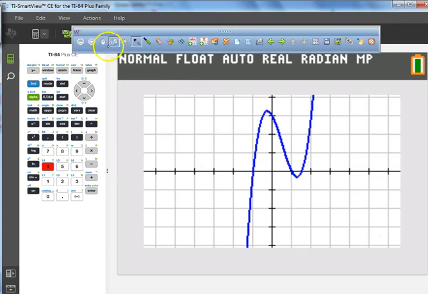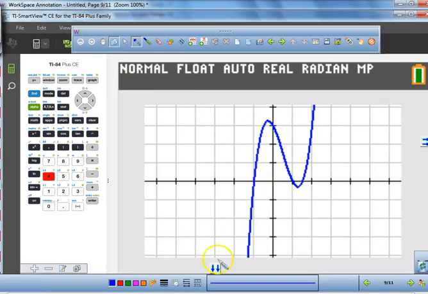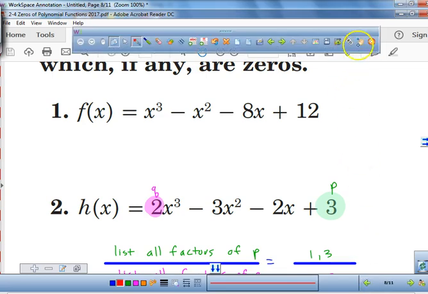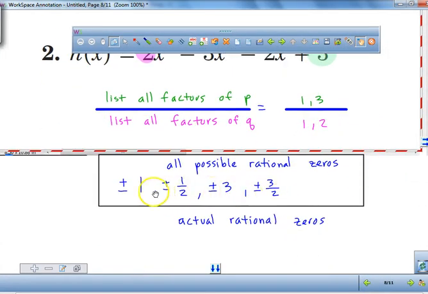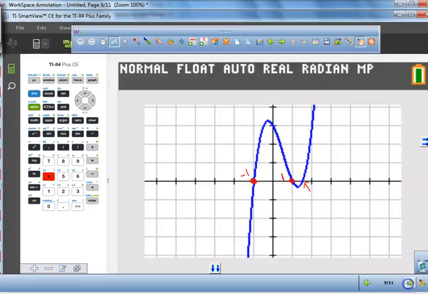Okay. Now, this one right here is clearly at a negative 1. This one right here is clearly at a positive 1. This one right here, what's the only one that would make sense if we look back at our possible real zeros? A half or 3 over 2? 3 over 2. Can everybody see?